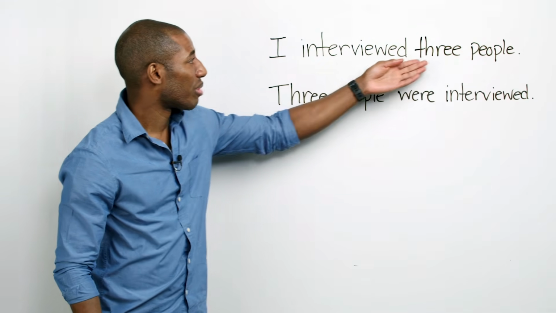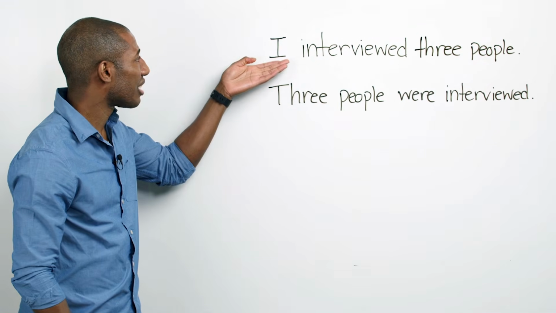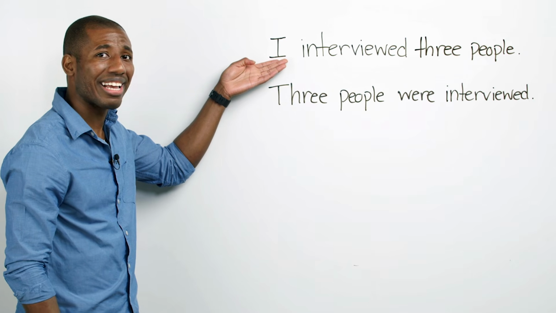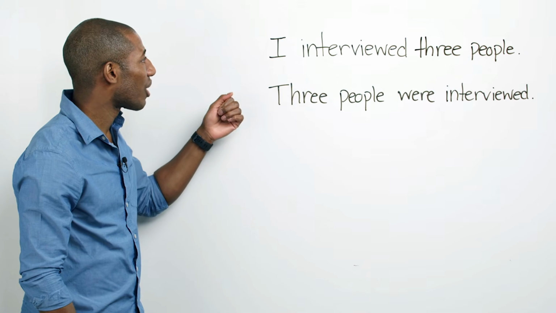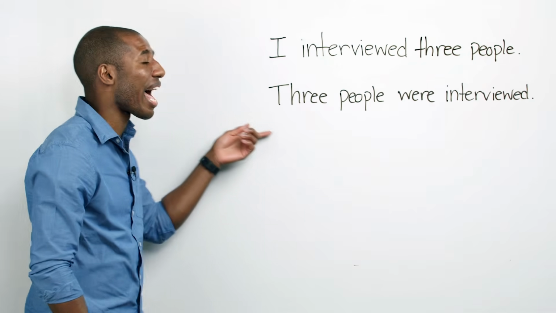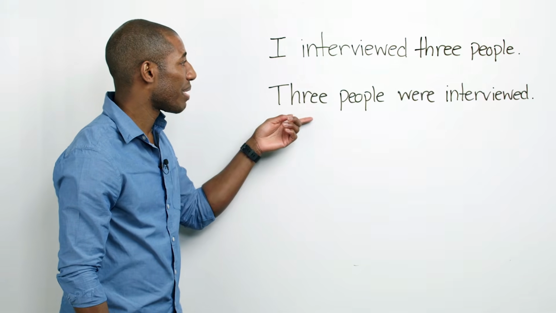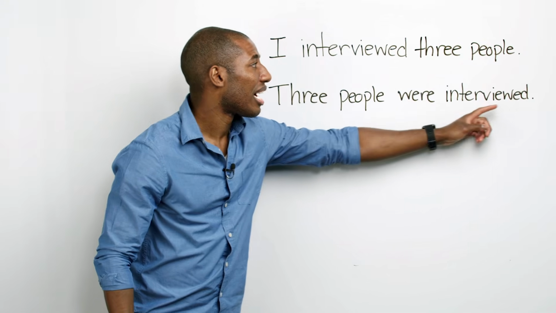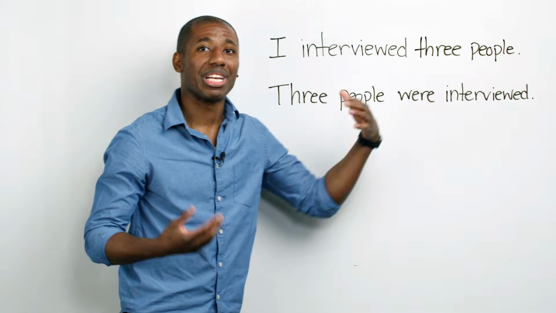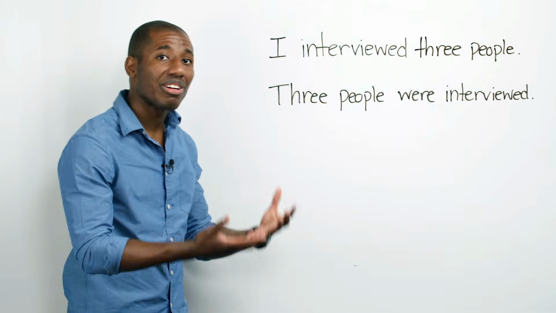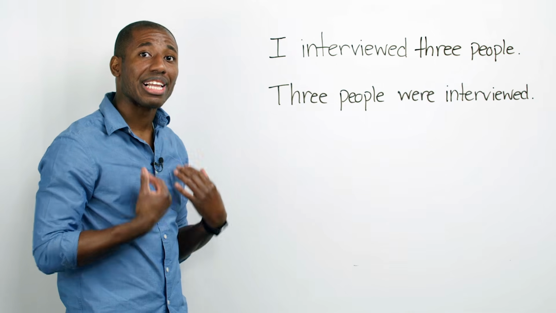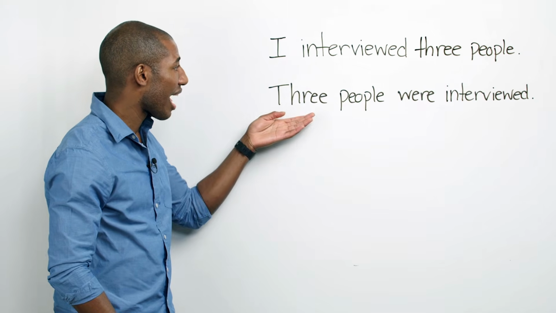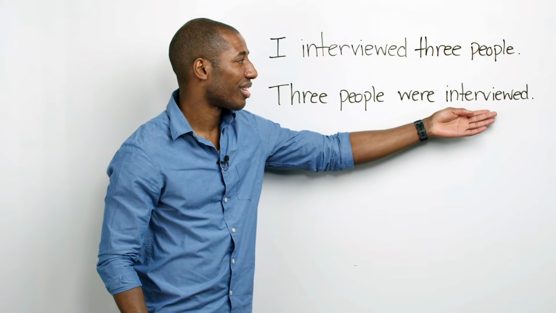I interviewed 3 people. Well, you can see we have the pronoun I. Well, we don't want to use that. We want to switch this sentence over to the passive voice. 3 people were interviewed. I could say by me, but again, we want to take out the I and me's and make it as less personal as possible and just have 3 people were interviewed.